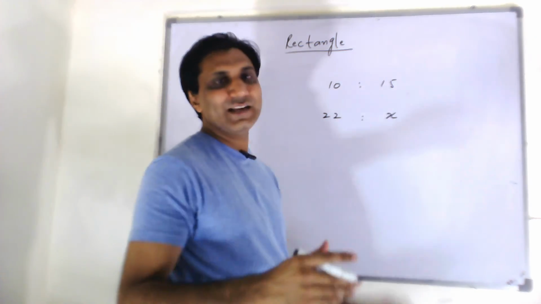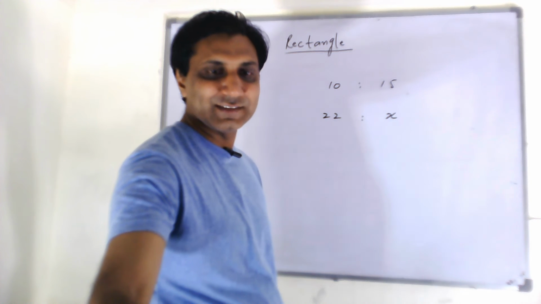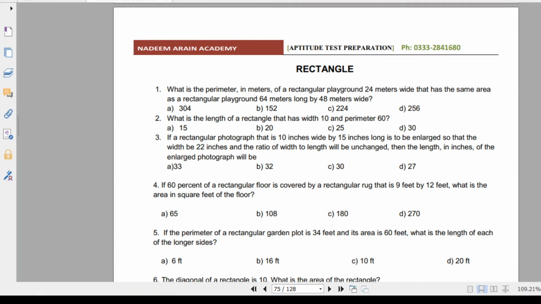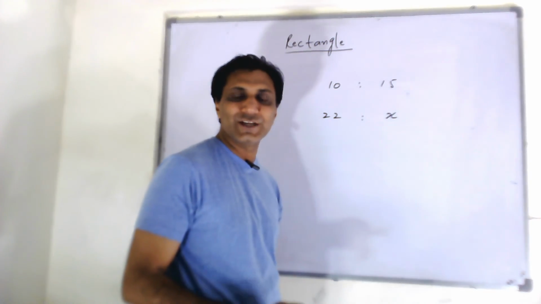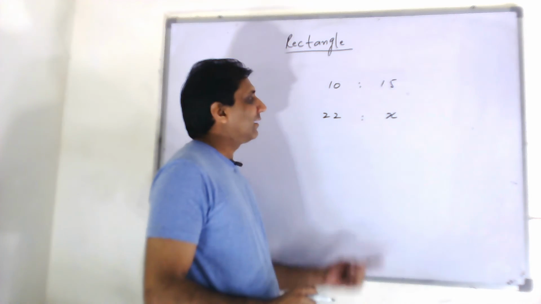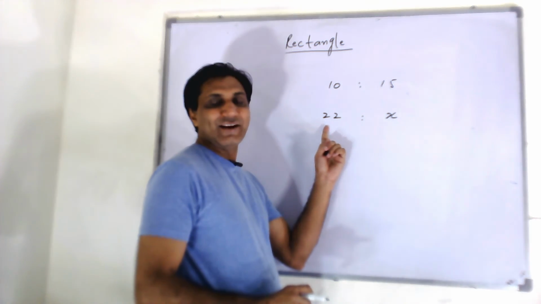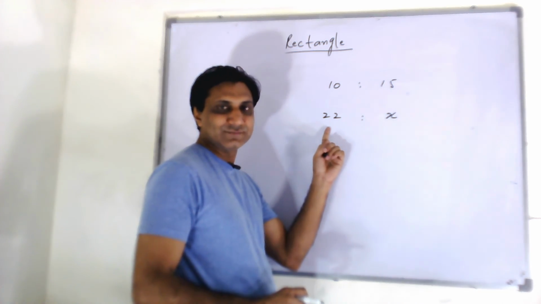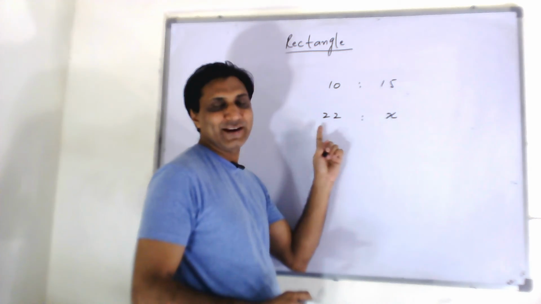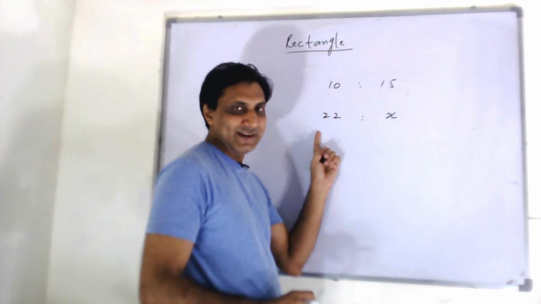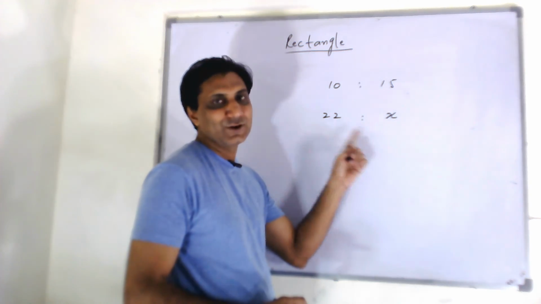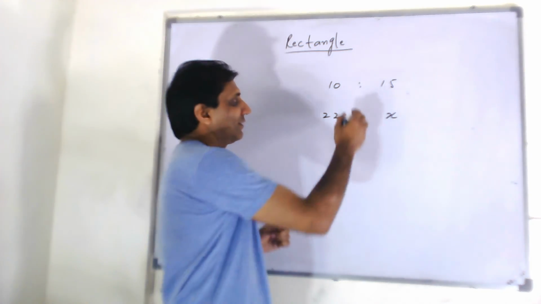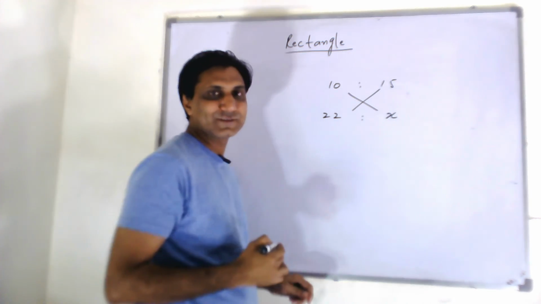So the enlarged picture's width is 22 and the length is to be found. The original 10 inches by 15 inches will be taken as the ratio of the original picture, and this is the enlarged picture's width. So what will be the length? If we are increasing the width, we must increase the length because we want to keep the ratio the same. So this is a direct relationship. So we'll cross multiply.